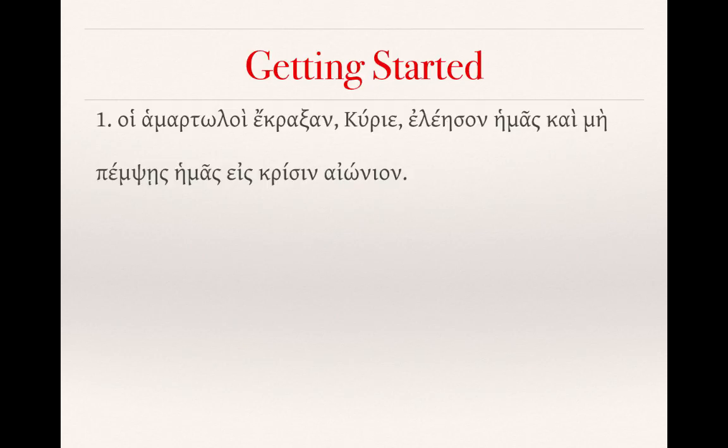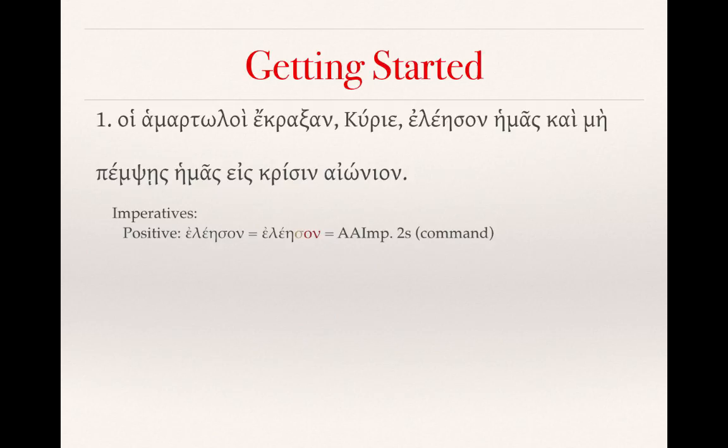So to get started with an example that will highlight the use of the imperatives, I want to look at exercise 1 in the practice and review. Hoi hamartoloi ekraxan, kurie, eleeson hemas kai me pempses hemas eis krisin aionion. So to point out the presence of imperatives in this exercise, you'll see that there are positive imperatives. Eleeson hemas is an example of a positive imperative. It is a command. And you can see I've tried to highlight those aspects that distinguish it.